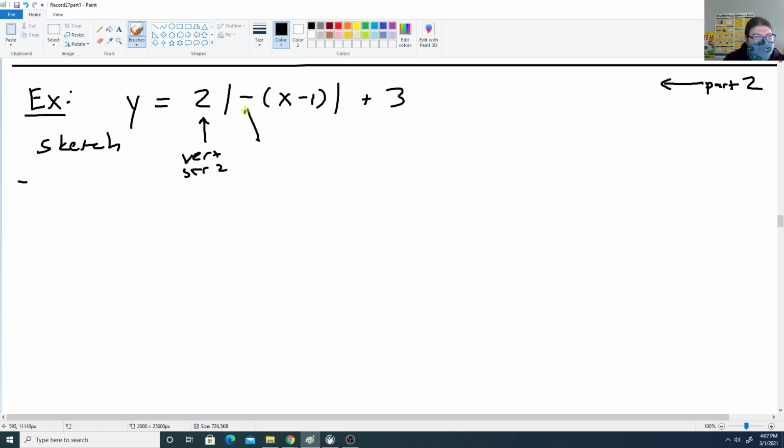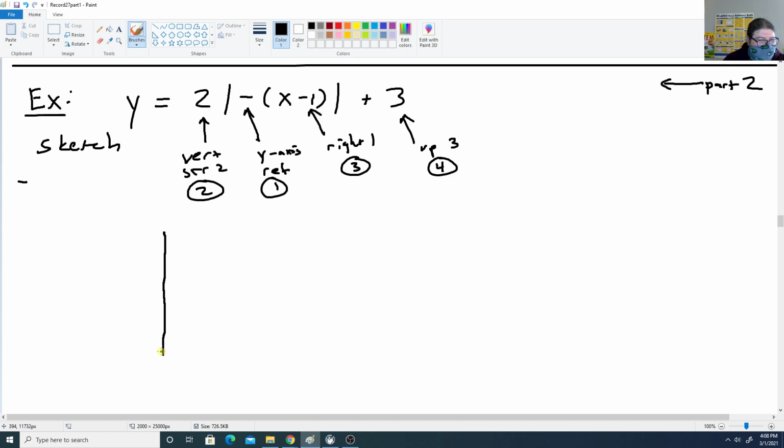The negative inside is going to be a y-axis reflection. Subtracting 1 inside moves the graph to the right 1 unit, and adding 3 outside is going to move the graph up 3 units. So the order: reflection first, vertical stretch second, right and up at the end. Our starting graph is going to look like absolute value.